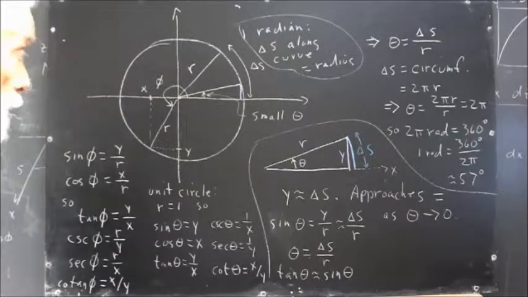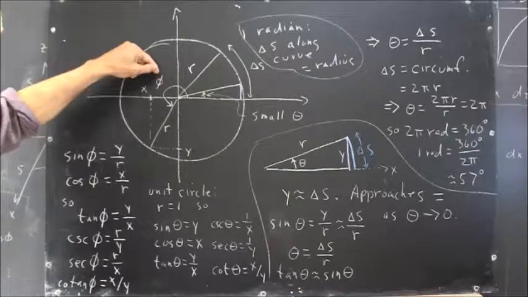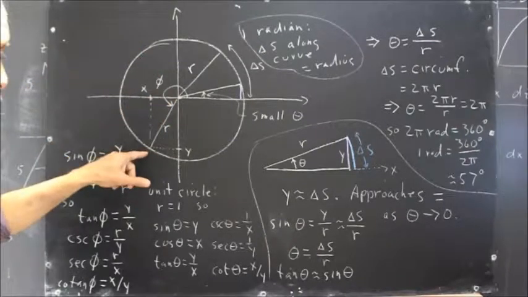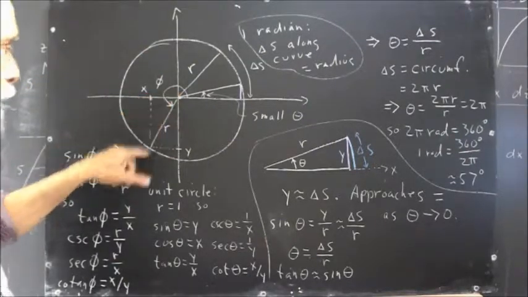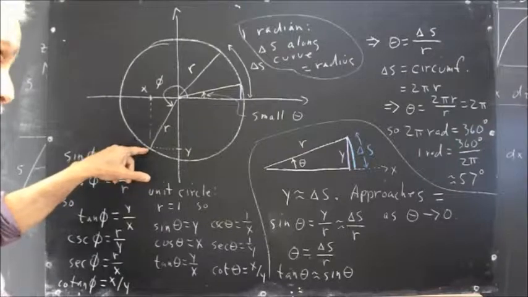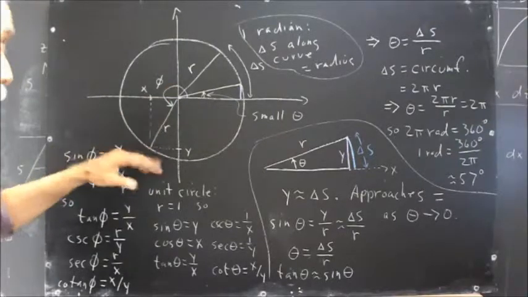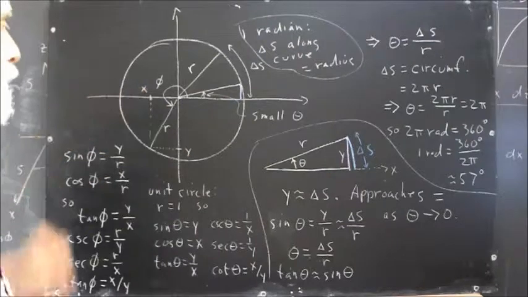Anyhow, if we have another angle, from here around to here, measured counterclockwise from the positive x-axis, that angle's phi. We draw the line, the radius from the origin to the position on the circle at that angle, and we get a y and an x coordinate.